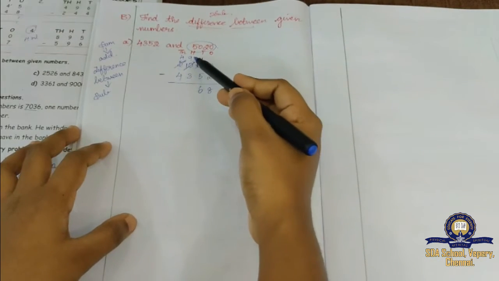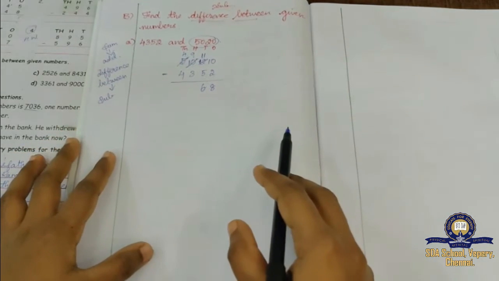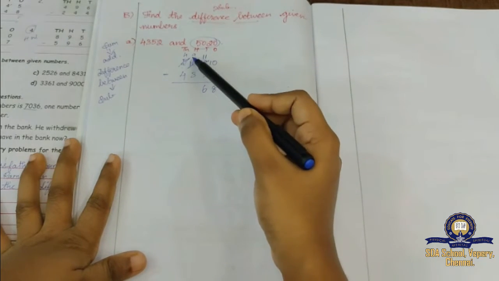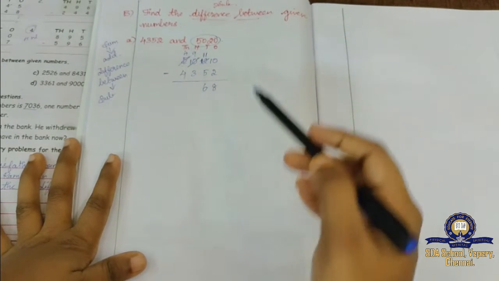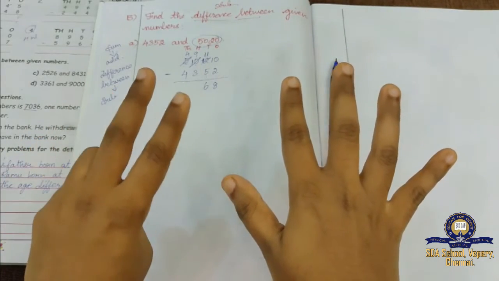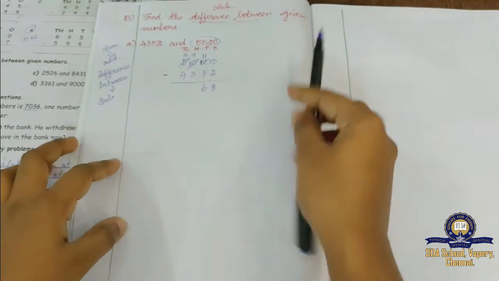So can we subtract 9 minus 3? Yes, we can subtract 9 minus 3 because 9 is a bigger number than 3. Okay. So what is 9 minus 3? 6.